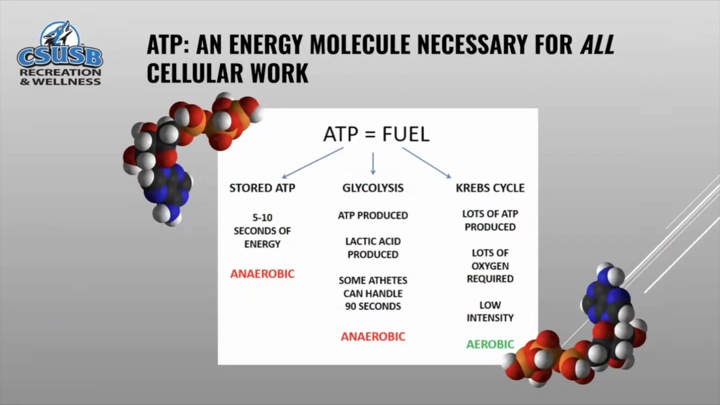So again, we're looking at ATP. We can store a little bit of ATP, right? That's from our ATP phosphocreatine system. We can use it for a quick burst, right? Right off the bat, whenever we start any activity, we might use this ATP first. We can get it from glycolysis, which is an anaerobic system. And then we have the Krebs cycle, which is our aerobic oxidative system.